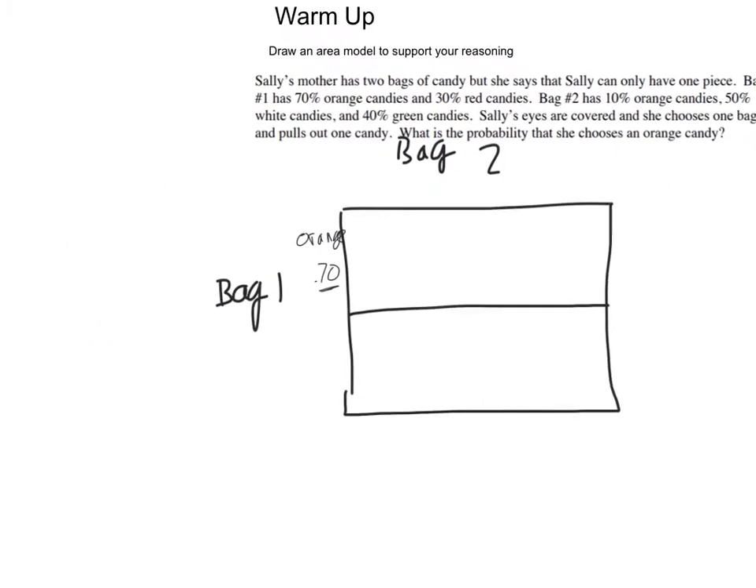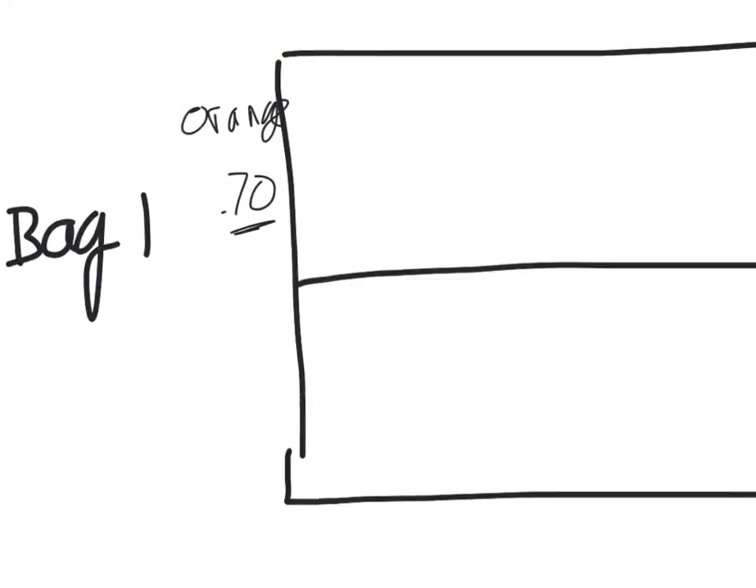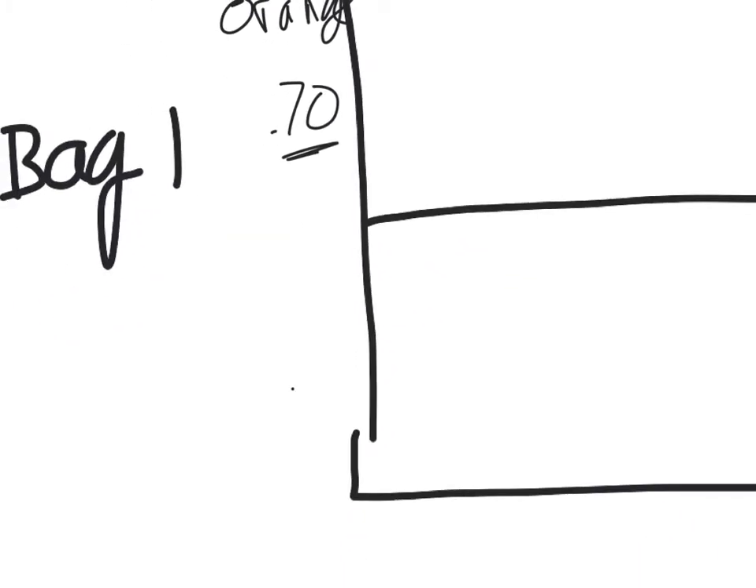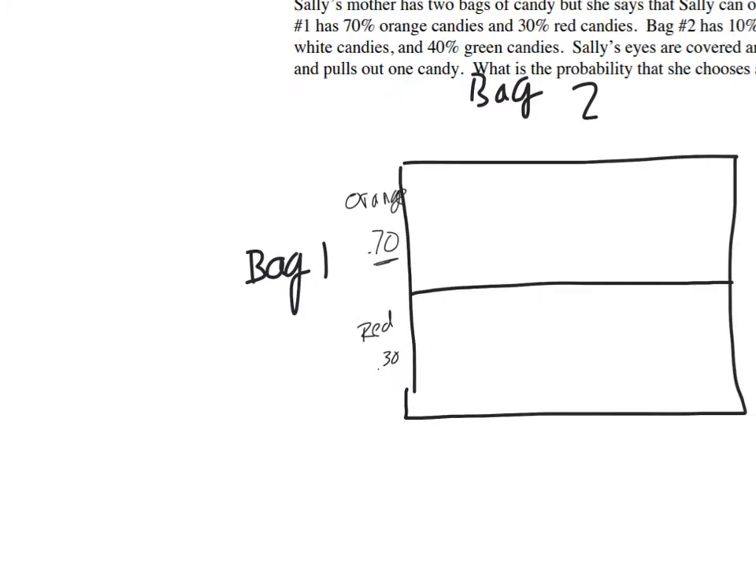And then the probability of getting a red candy was 30%. So down here, this whole row represents 30%, or getting a red candy. So I'm going to label that as such. So going straight across, 70% and 30%. However, bag number 2 has 3 different options, and so I'm going to partition the top into 3 separate categories.